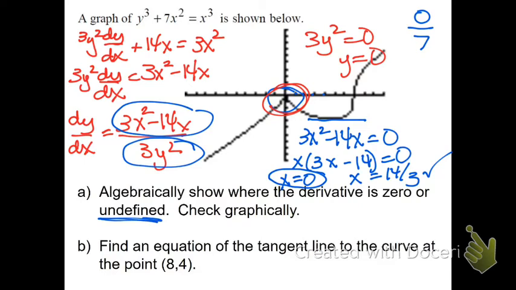All right, so part B, I don't know that we need to do this. If you want to, go ahead. We've done this many, many times. Now write the equation of the tangent at the point (8, 4). Go ahead and do that on your own.